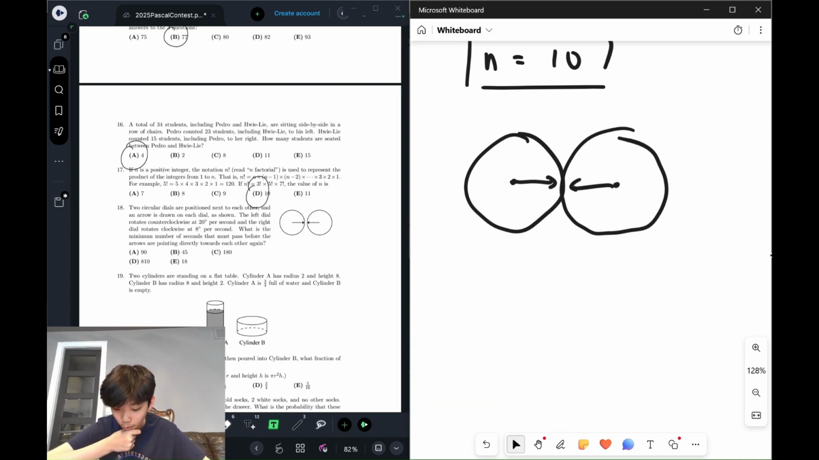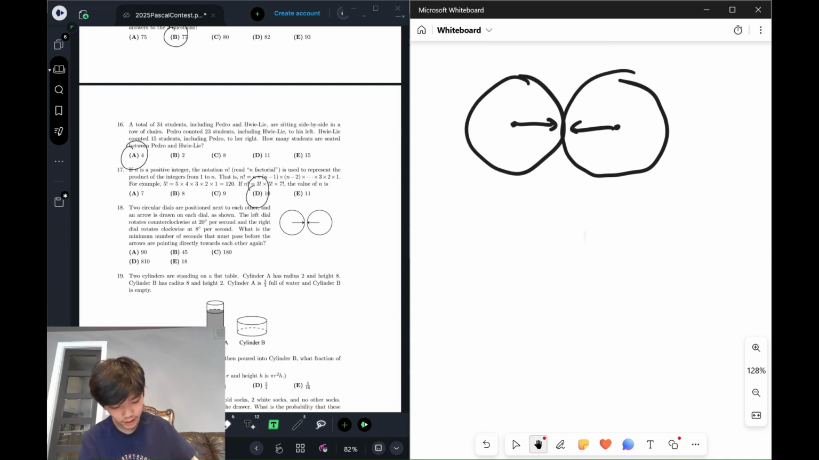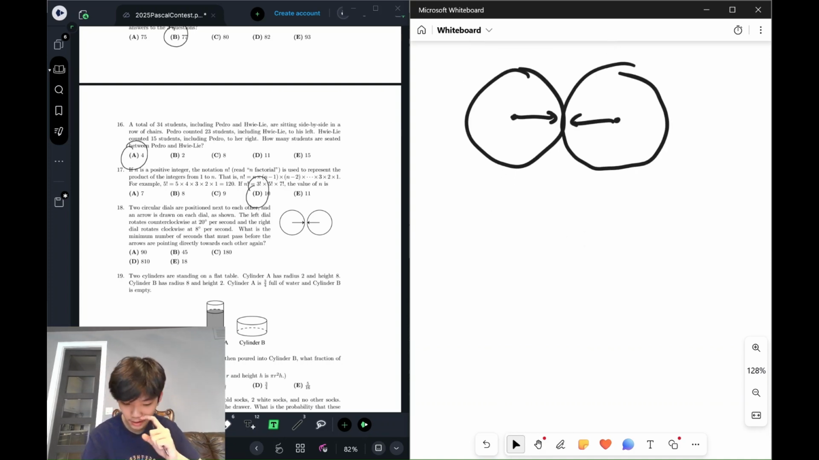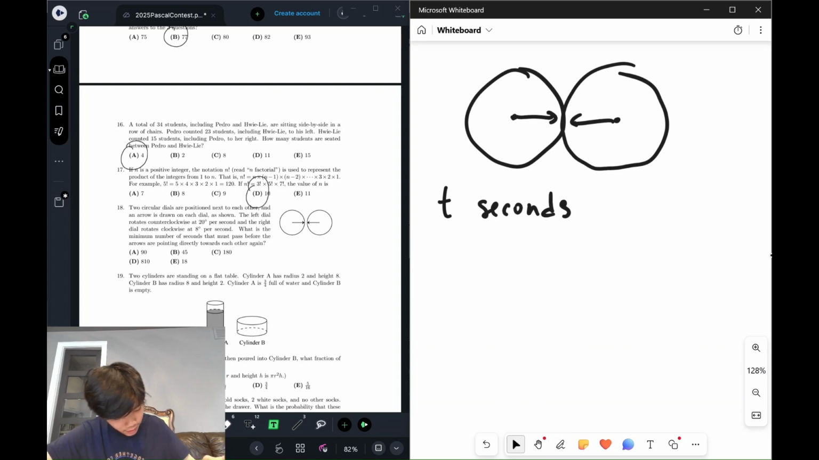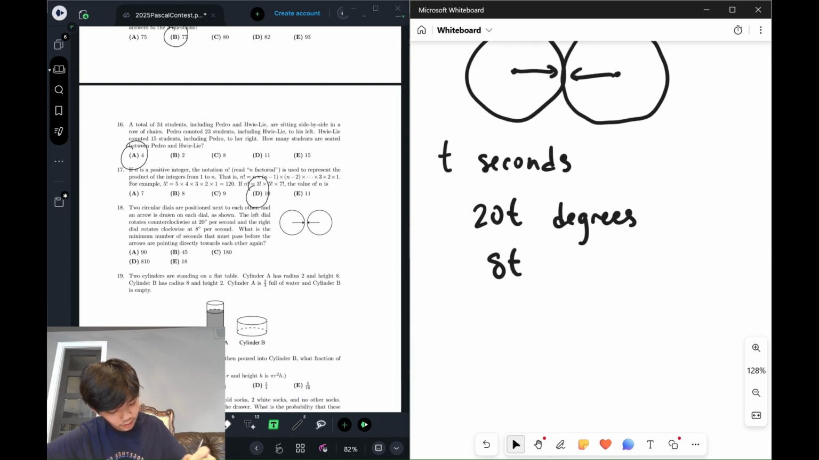This means that they'll have to do a whole number of rotations. So we need that after a certain number of seconds, the total number of degrees rotated is a multiple of 360, because this is the condition for when an object is facing the same direction as the beginning. So let's suppose it's t seconds. The first one travels 20 degrees per second, so it travels 20t degrees. The second one travels 8t degrees.